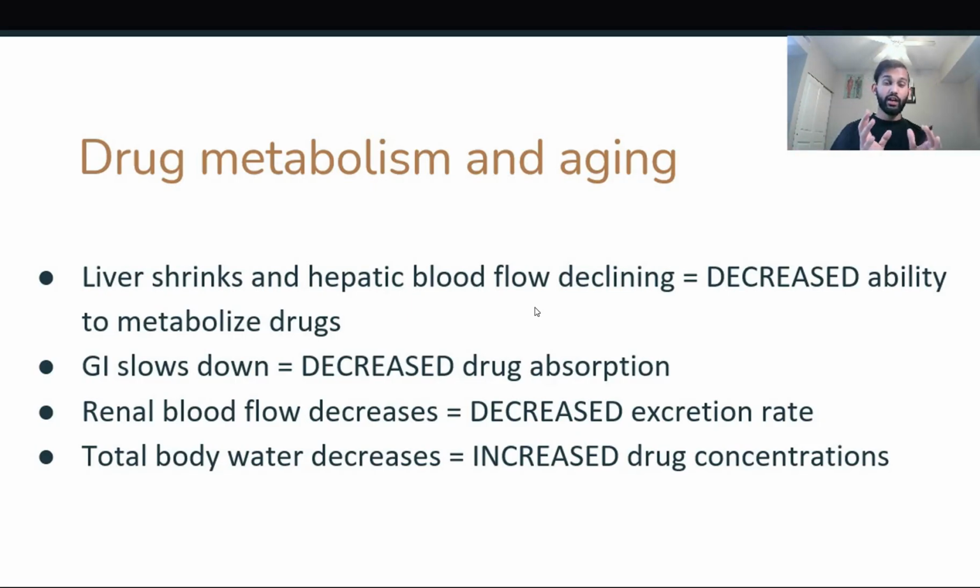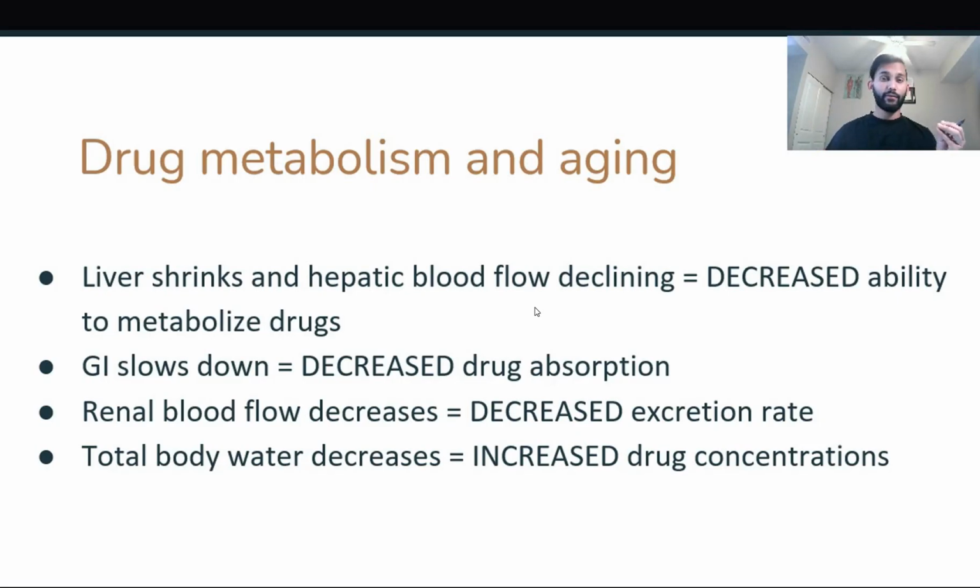Number three, renal blood flow decreases, and if the kidney is not getting good blood flow, then it will not be able to excrete all of the drug particles on time, again leading to increased concentration in the body. And lastly, the total body water decreases, which increases the concentration of the drug, because we have a lower concentration of water as compared to the drugs in older adults. And that's pretty much everything we need to know in this chapter 1 of week 1.